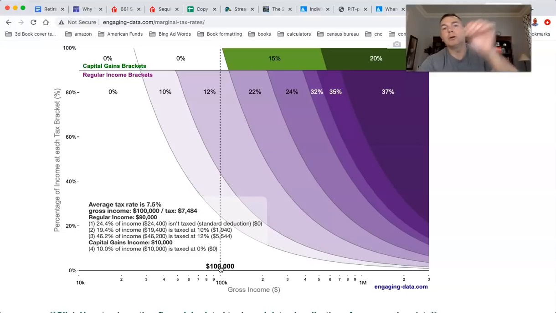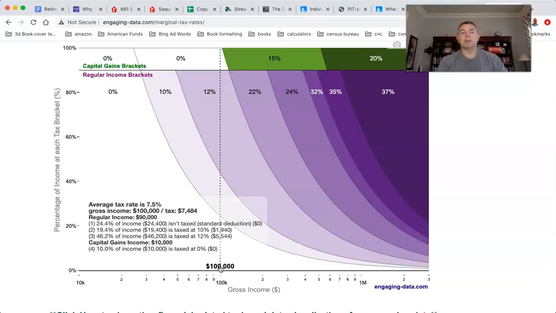And as long as you have long-term capital gains and you're in the 10 to 12% tax bracket or 0, you pay no capital gains on that. So here we are in the 10 to 12% tax bracket, and you can see we're paying no capital gains. So our total taxes are $7,484. Our total gross income is $100,000. So we just say that's an average and effective tax rate of 7.5%.